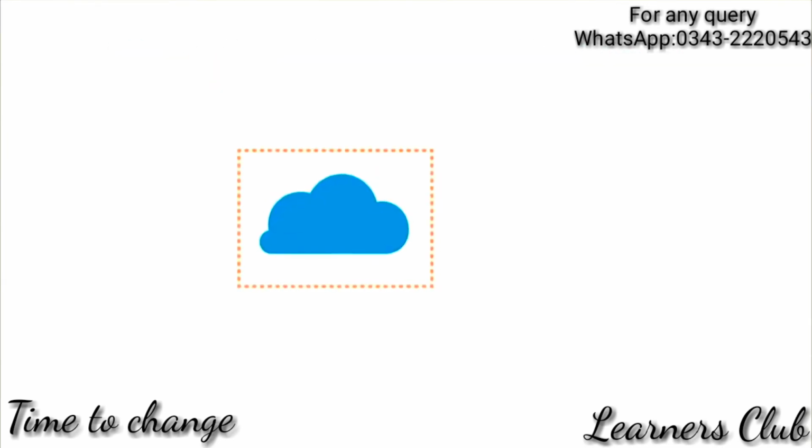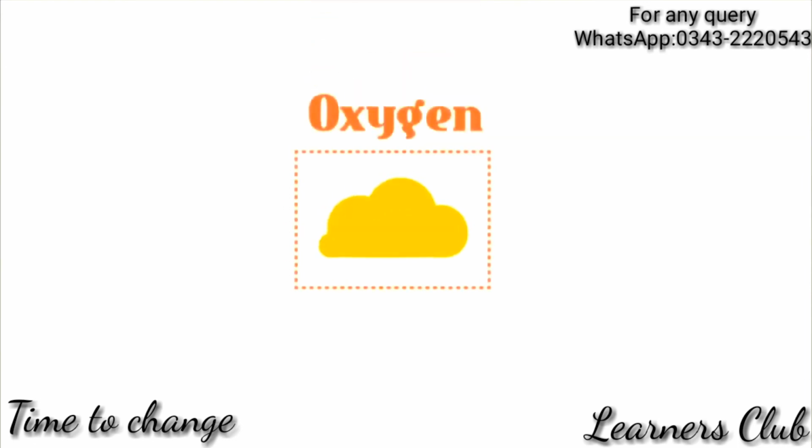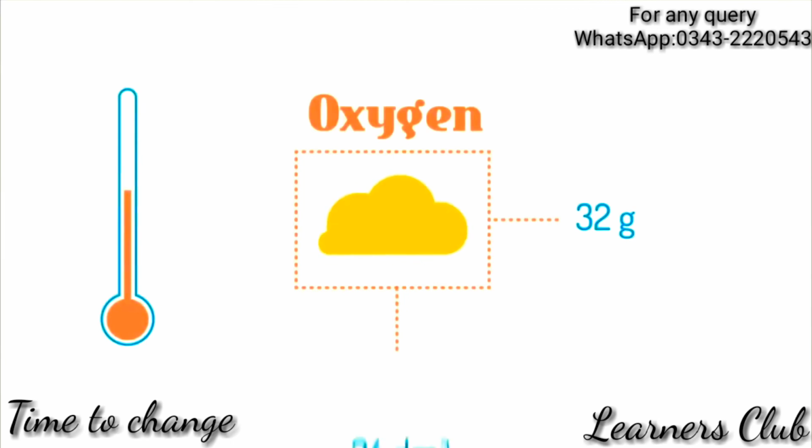Okay, so let's look at what we already know. We know that 1 mole of any gas at room temperature occupies 24 decimeters cubed. 1 mole of oxygen gas, O2, has a mass of 32 grams. So, 32 grams of oxygen gas at room temperature occupies 24 decimeters cubed.